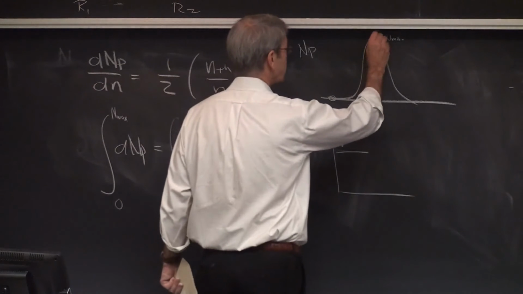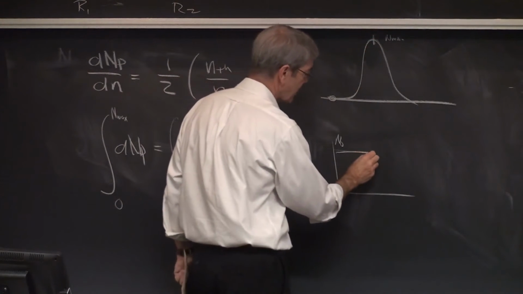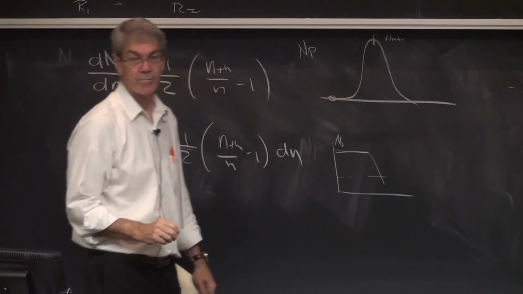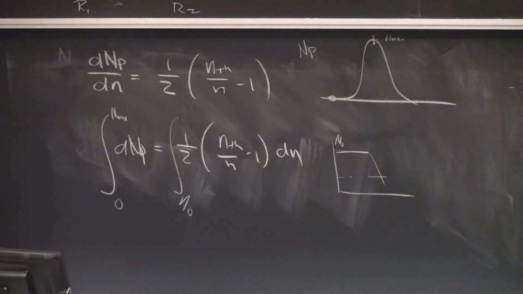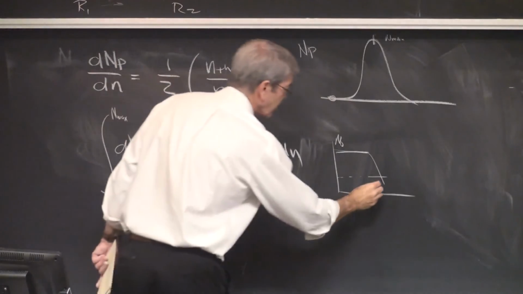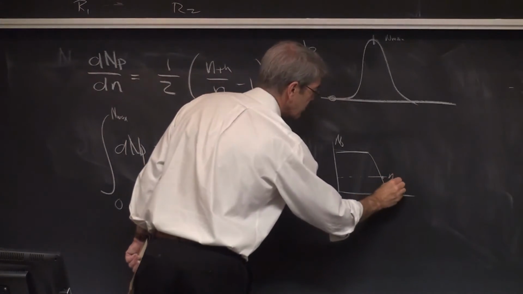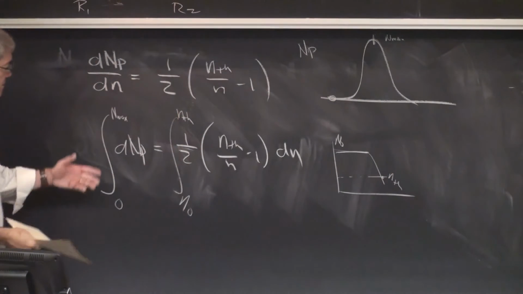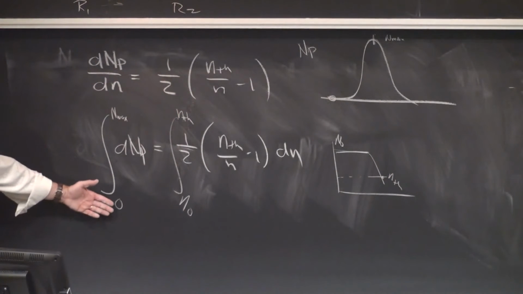So when I hit the peak of my pulse, you saturated the gain down to where? We know that when we hit the peak of the pulse, the gain equals the loss, so the gain must have saturated down to the threshold gain. So the value here at the peak of the pulse is n threshold. So I can integrate this, and the limits are consistent.